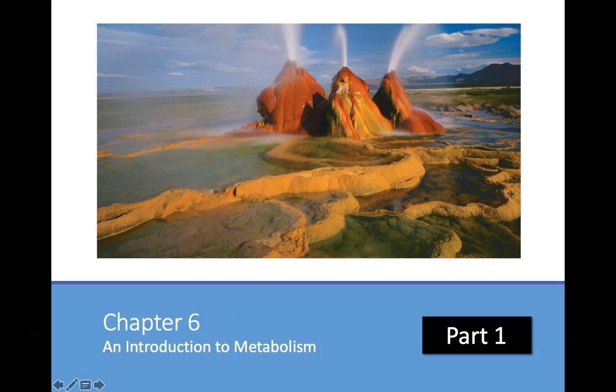In Chapter 6, we begin our discussion of energy, and we're going to talk about the types of energy reactions that occur in the cell. And this is all in preparation for Chapter 7, our discussion of cellular respiration, where we look at how a cell takes the energy stored in chemical bonds and turns it into ATP. And Chapter 8, where photosynthetic organisms take in light energy and convert it into chemical energy that can then be used in the process of cellular respiration.